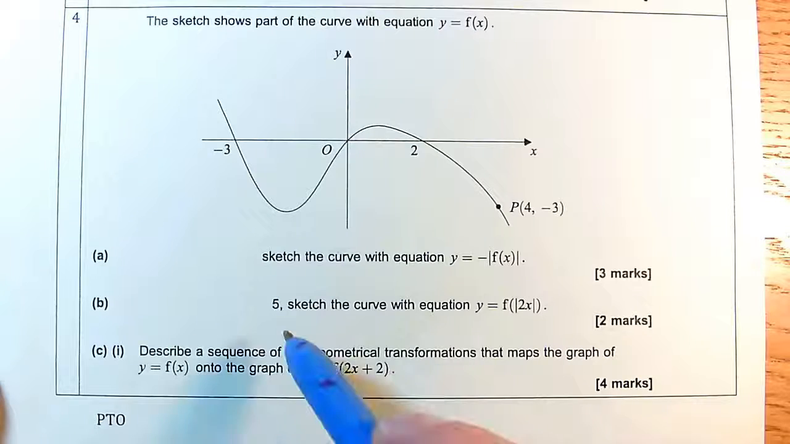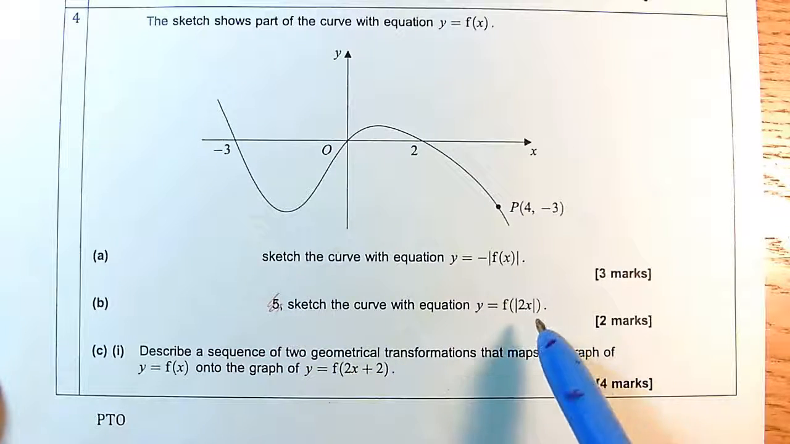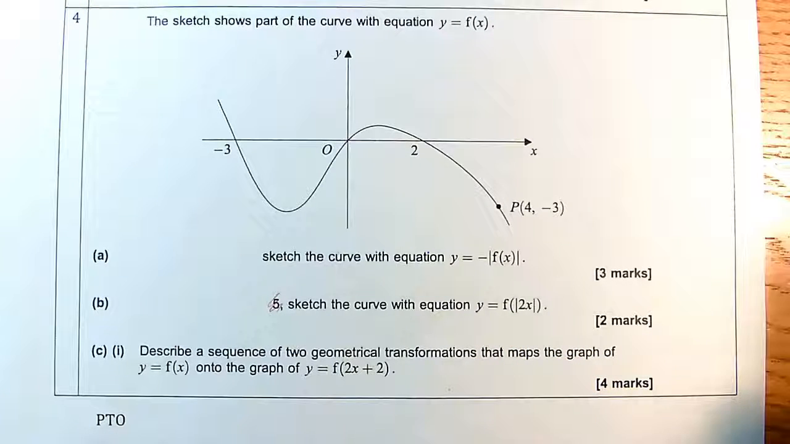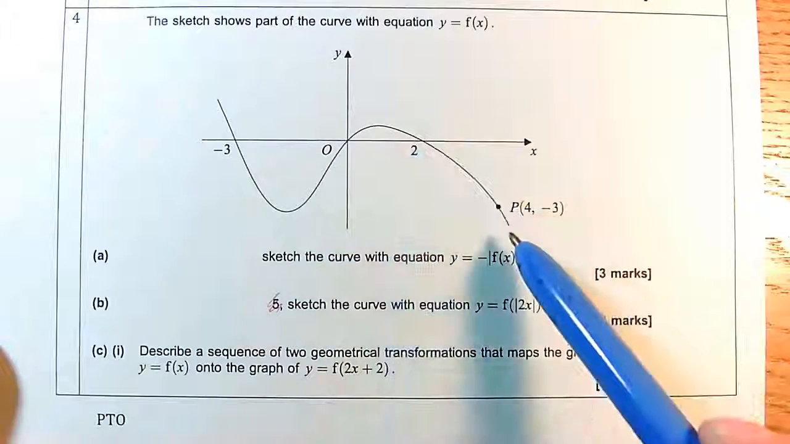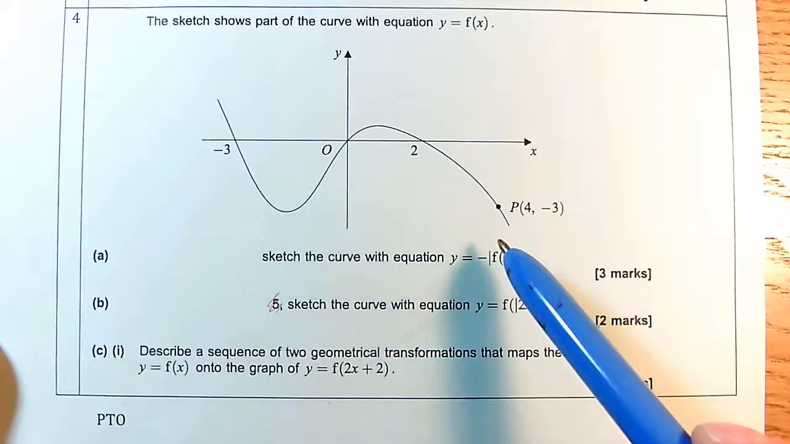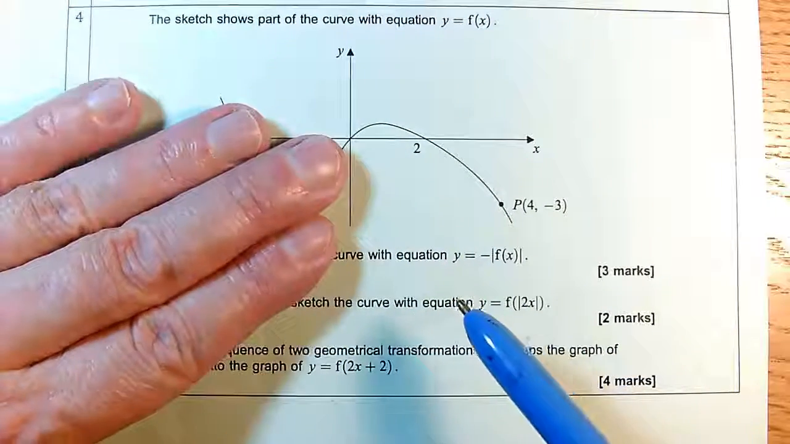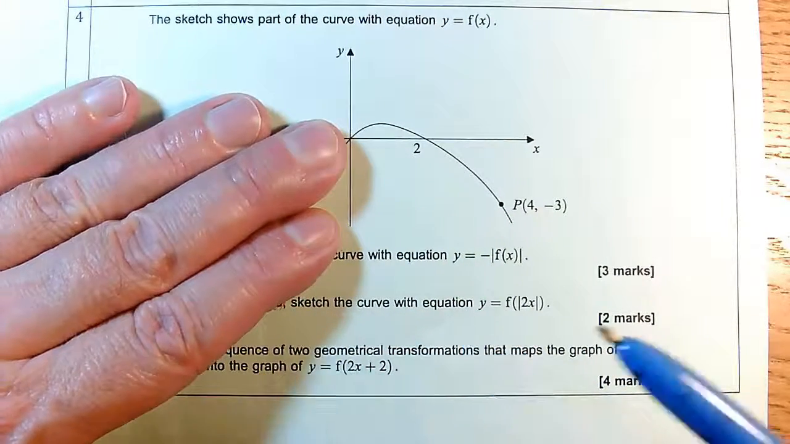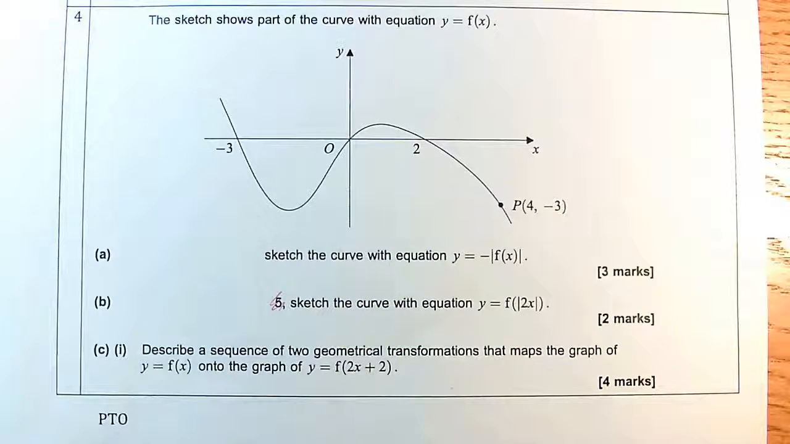And then, I don't know why it says 5, sketch the curve with equation that. This time, there's 2 things going on. There's a multiplication by 2 inside, so that's causing a horizontal stretch. But the modular sign acting inside leaves the x part of the graph unchanged, because these x's are already positive, but the negative values of x, this is completely scrubbed, and we get another copy of the graph, so we get some symmetry. And you've got examples of that in your notes.